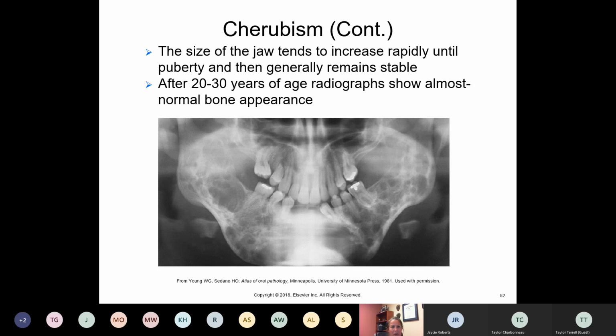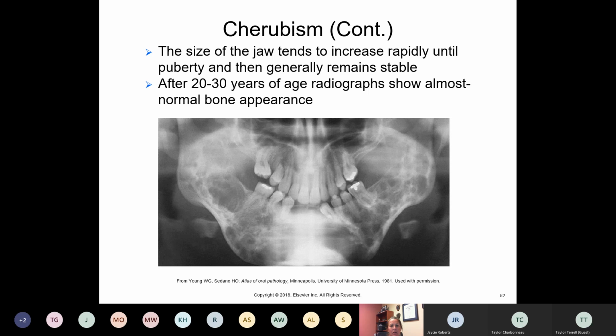The size of the jaw tends to increase rapidly until puberty and then remain stable. And I'm sure you guys are familiar with Jay Leno. He's got a huge chin. I always think of that when I see these pictures. I don't know that he ever had this, but I always think of that because these people have a super prominent chin. After about 20 or 30 years of age, radiographs will show an almost normal bone appearance.